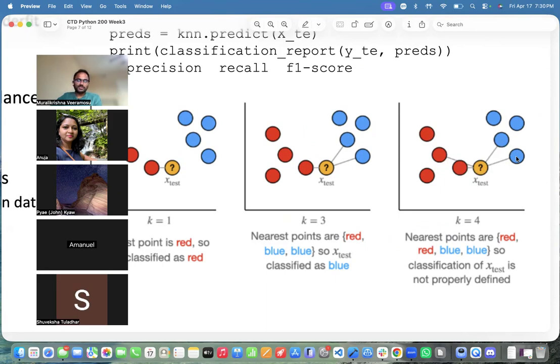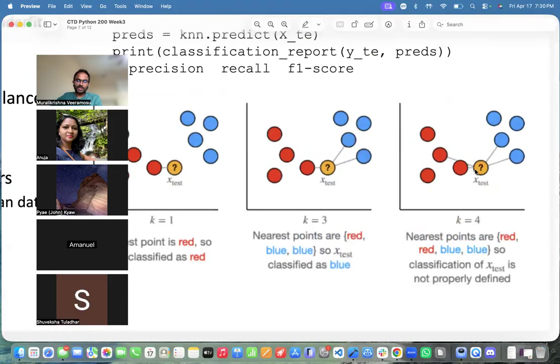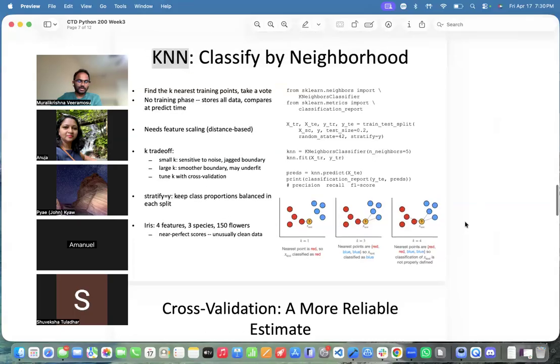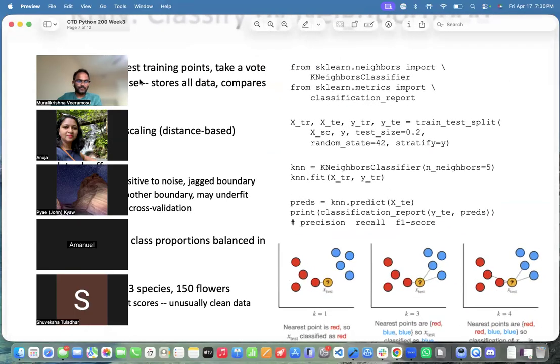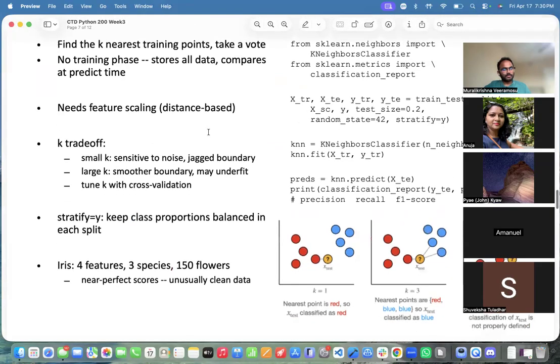So based on this, it's always better to use the odd number for k, right? Yeah, it tells the same thing. Find the k nearest training points, take a vote, right?